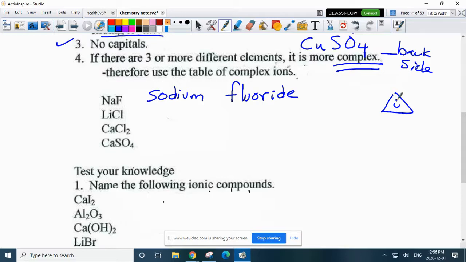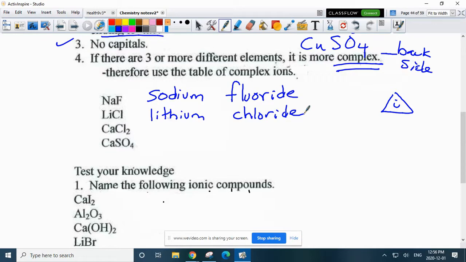So Li, look it up on the left side. It's atomic number 3. It's lithium. Cl, that's a C and an L, will be on the right side. It's atomic number 17. Chlorine becomes chloride. And no prefixes because it's ionic. I don't use prefixes. Next one, CaCl2.